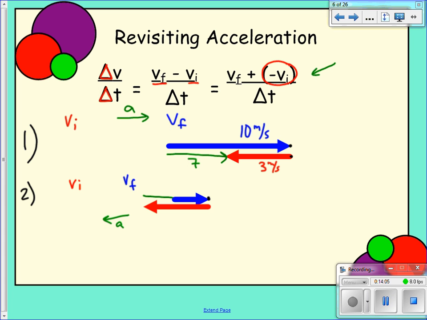Well, which vector was larger, the red one or the blue one? And in this case, the red one was larger. And so since the red pointed to the left, so does the green. And now we have proved that the acceleration is indeed pointing to the left.